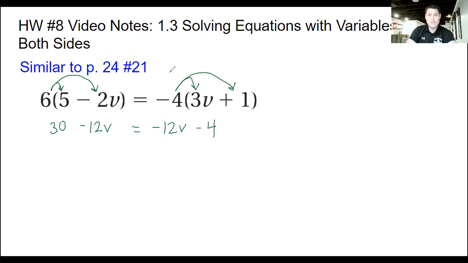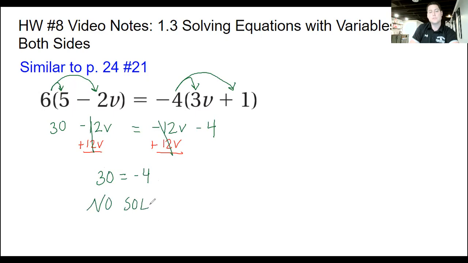All right, time to move our variable terms. So I've got a negative 12v on the left, so I'm going to just add 12v. All right, so what is left right now, it looks like this is canceled, and oh, this is also canceled, and all I have left is 30 equals negative 4. That's kind of weird, right? Well, you've just run into a no solution situation for your answer. So your answer here is no solution.